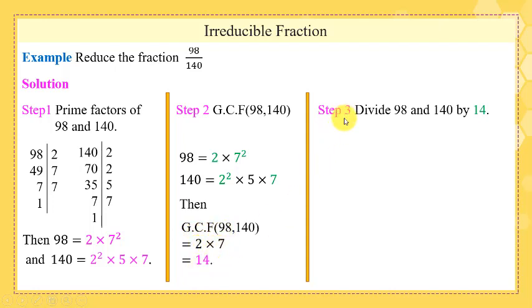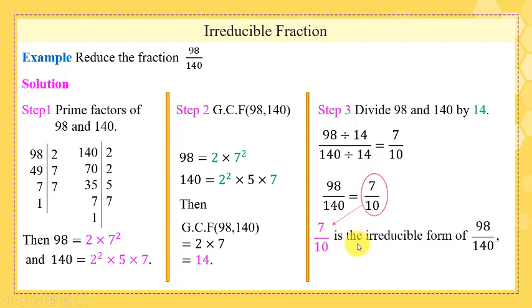Step 3, let's divide 98 and 140 by 14. So 98 divided by 14 is 7 and 140 divided by 14 is 10. So 98 over 140 is equal to 7 over 10. Then 7 over 10 is the reduced form of 98 over 140, since the GCF of 7 and 10 is equal to 1.